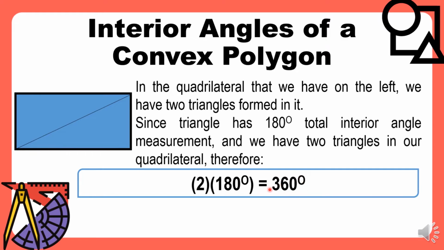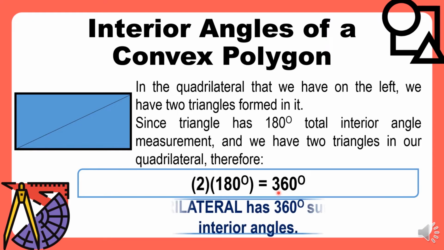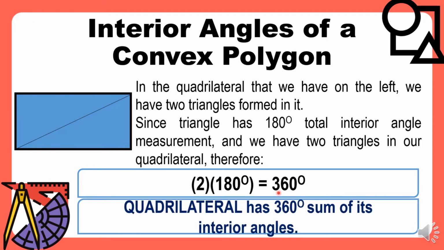degrees is equal to 360 degrees. Quadrilateral has 360 degrees sum of its interior angles. Tandaan na ang convex quadrilateral ay may 360-degree total measurement ng interior angles. Bakit nga ulit 360 degrees?